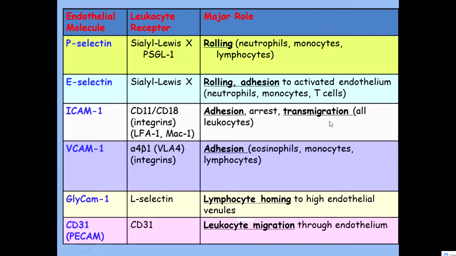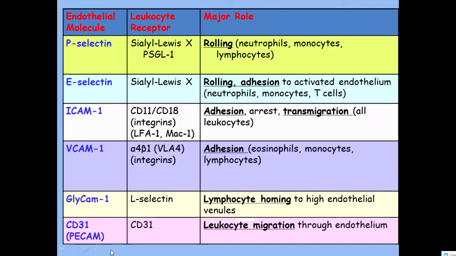So this adhesion, arrest, transmigration of the leukocytes, rolling adhesion of the neutrophil monocytes is brought about by E-selectin. ICAM brings about adhesion. VCAM again brings about adhesion. Both are acting together. These are two officers at the passport office and the immigration process. And GlyCAM opens the door, lymphocyte homing to high endothelial venules. And PECAM opens the door. Okay? And the receptor is CD31, leukocyte migration.